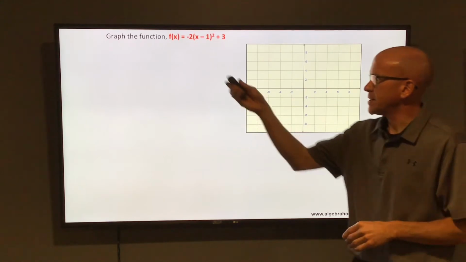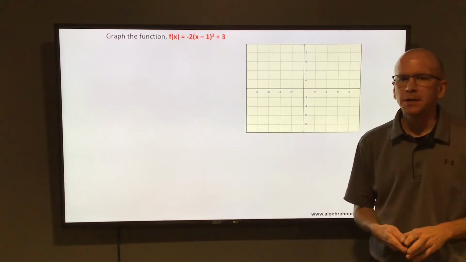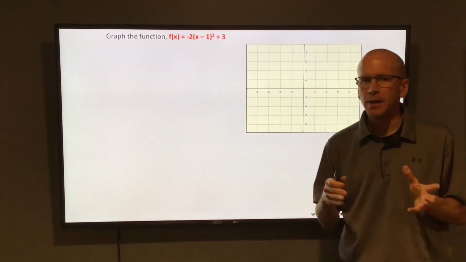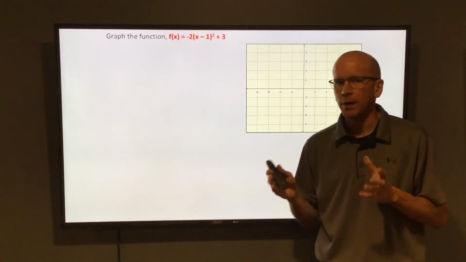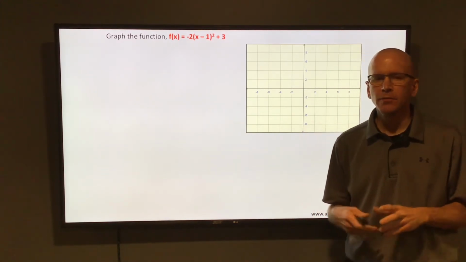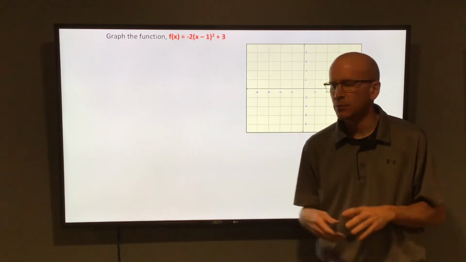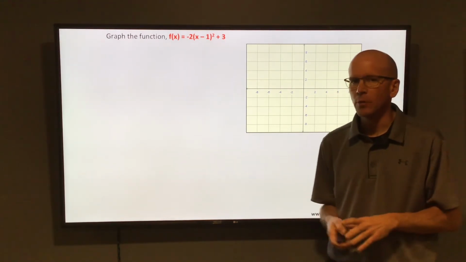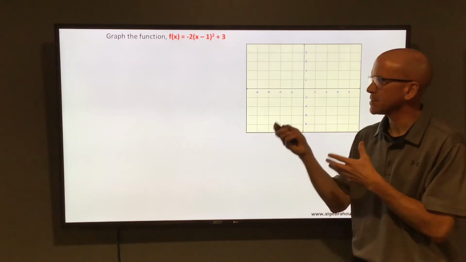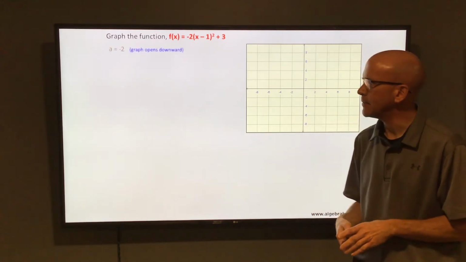We're going to graph the function f of x equals negative 2 times the quantity x minus 1 squared plus 3. Now graphing on paper by hand isn't the most accurate way to graph a quadratic function. Whenever you're graphing a quadratic function, you probably want to reach for a graphing calculator if you have access to that. That's a more accurate, more efficient way to do it. But you do have to understand the process of graphing on paper or graphing by hand. And this is how it goes.